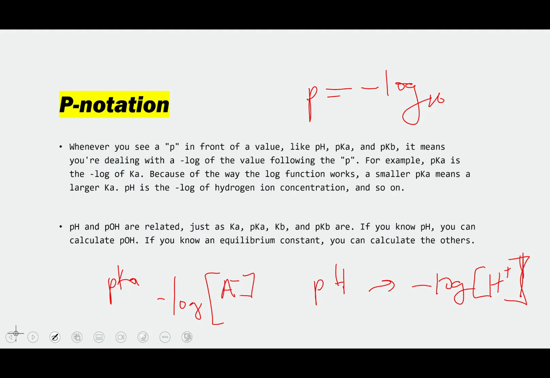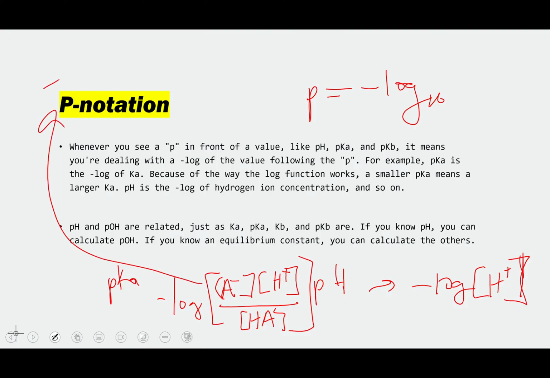which is our concentration of products over this, the negative log of this. That would be what pKa is. So P just means you're negative logging whatever value you have. So pH, the negative log of the hydrogen ion concentration; pKa, the negative log of Ka; pKb, the negative log of Kb.